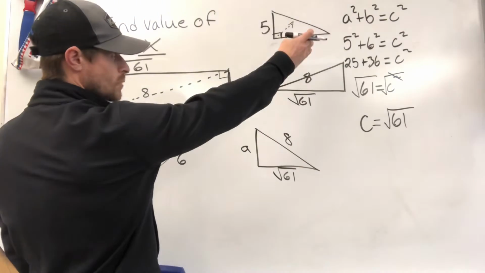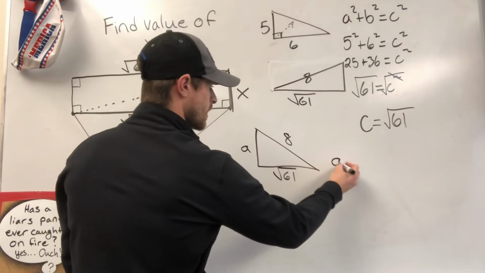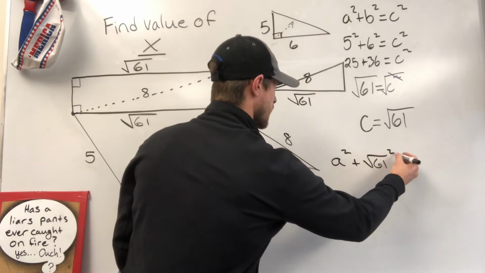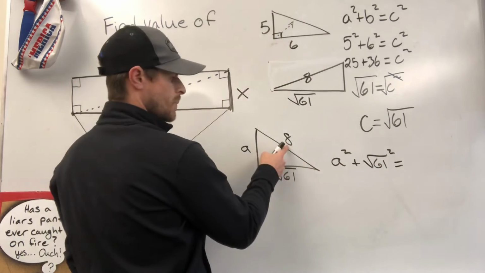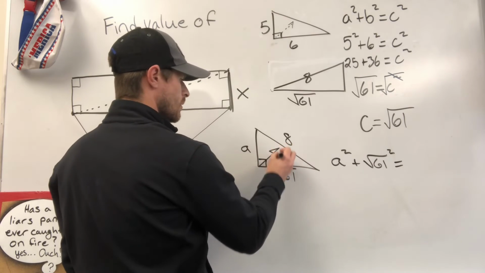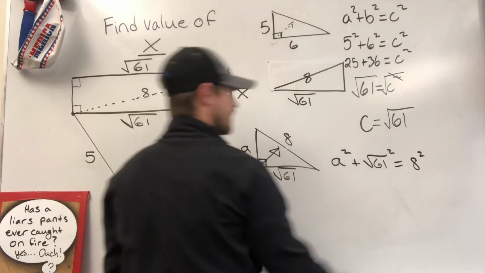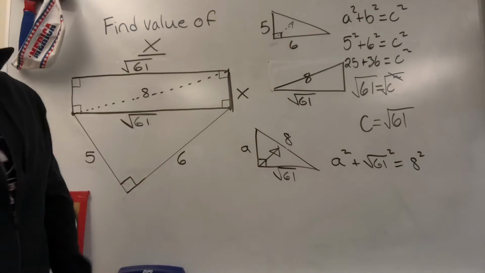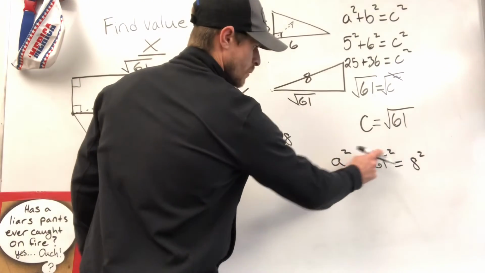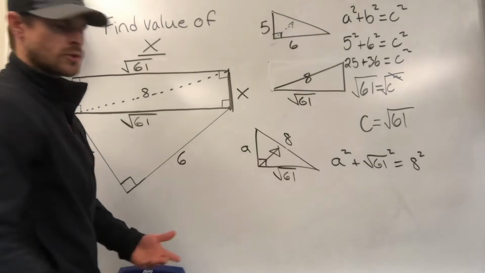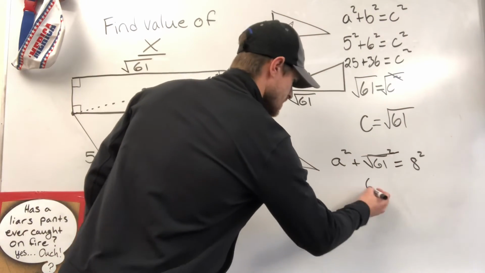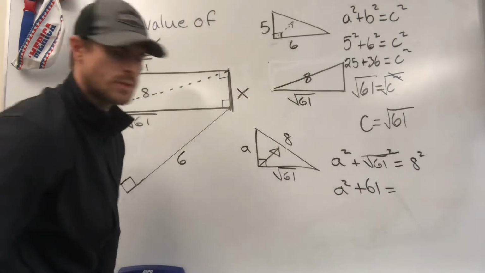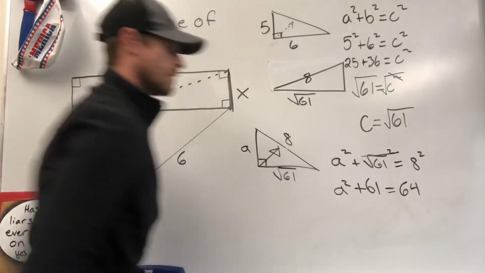Again, we're going to go back to a squared plus b squared equals c squared. A squared, I don't know what a is. B squared, square root of 61 squared, equals my hypotenuse, opposite of the right angle, 8 squared. A squared plus b squared equals c squared, set up with the information that I have. And let's start working it out. Square rooting and throwing an exponent of 2, those would cancel each other, leaving you at just 61. So I have a squared plus 61 equals 8 squared, which comes out to 64.